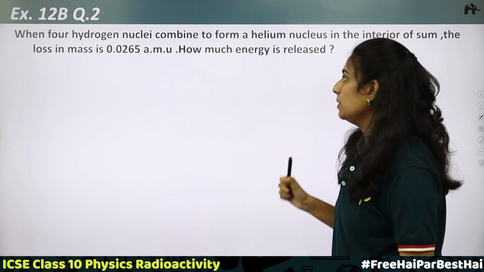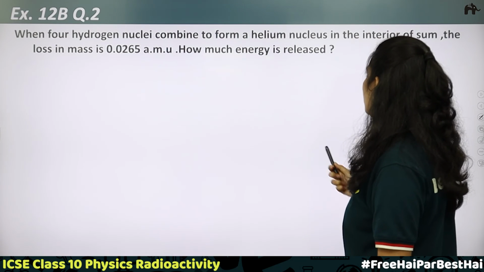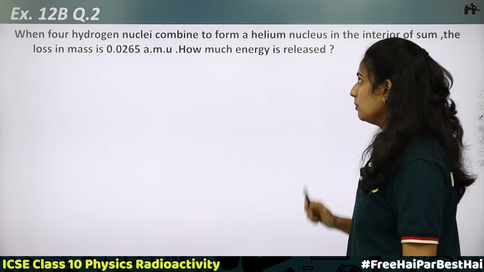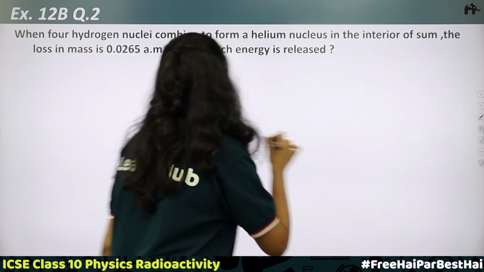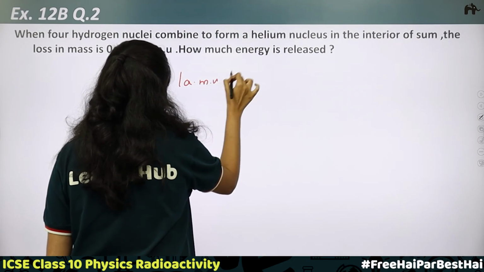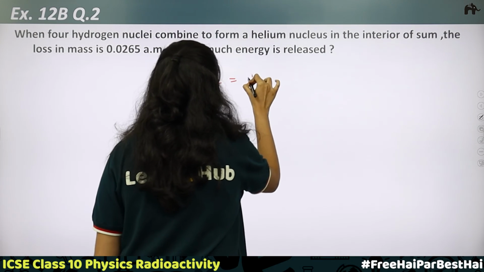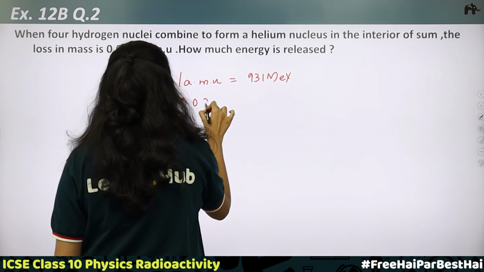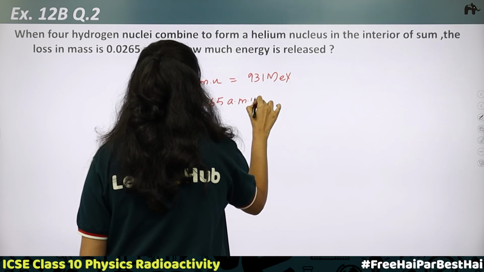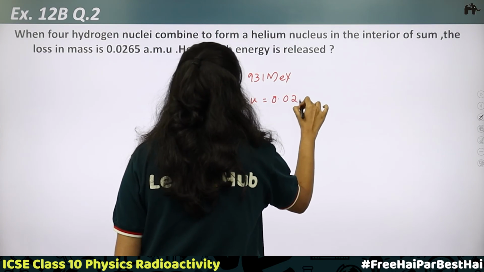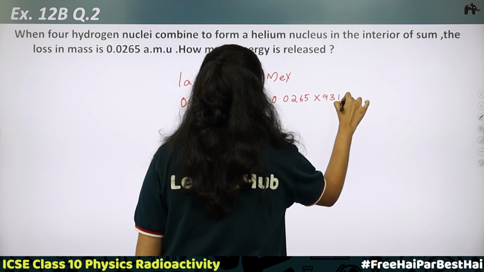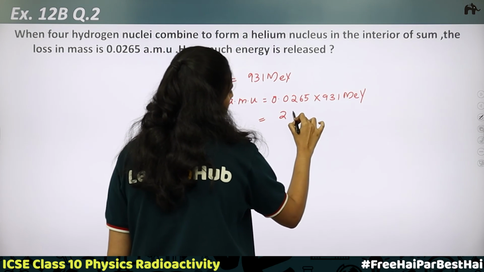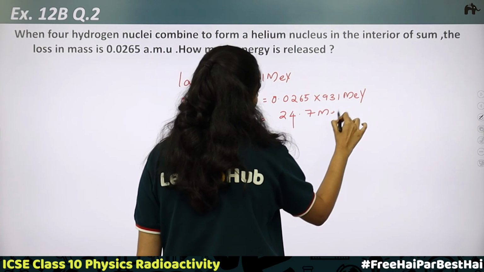Question 2 of exercise 12B. When 4 hydrogen nuclei combine to form a helium nucleus in the interior of the sun, the loss in mass is 0.0265 a.m.u. How much energy is released? If the mass loss is 1 a.m.u., then the energy is 931 mega electron volt. Here we have 0.0265 atomic mass unit, so this will be equal to 0.0265 into 931 mega electron volts. When you calculate this and round off, you will get 24.7 mega electron volt.